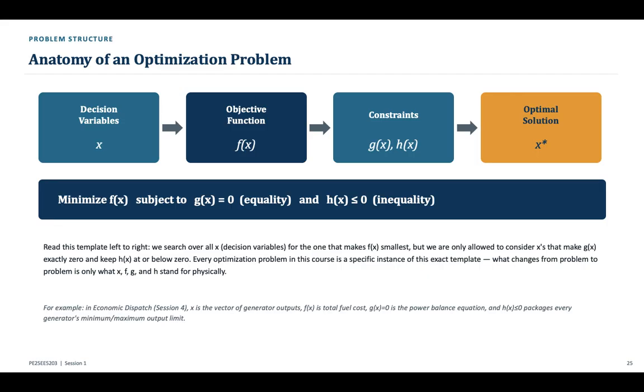Now read from left to right. We search over all decision variables for the one that makes f(x) smallest, but we are only allowed to consider x that makes g(x) exactly 0 and keeps h(x) at or below 0. Every optimization problem in this course is a specific instance of this exact template. What changes from problem to problem is only what x, f, g and h stand for physically.